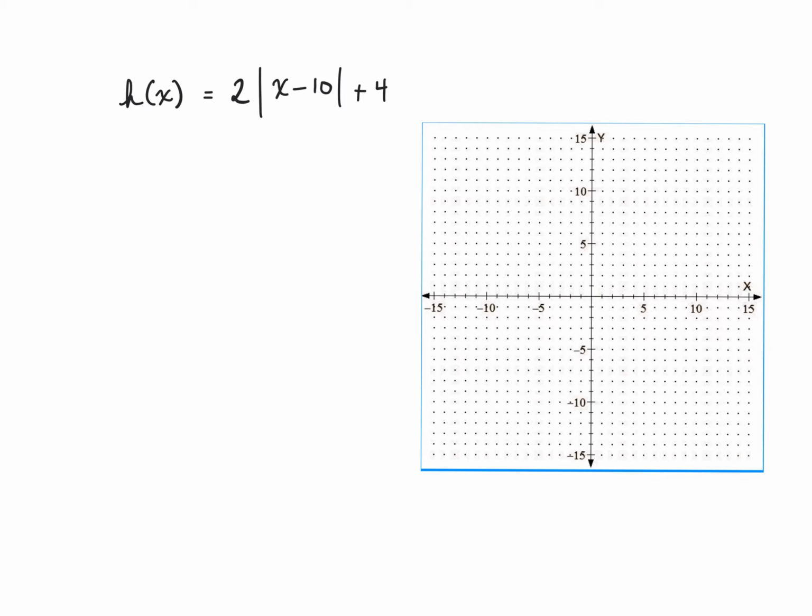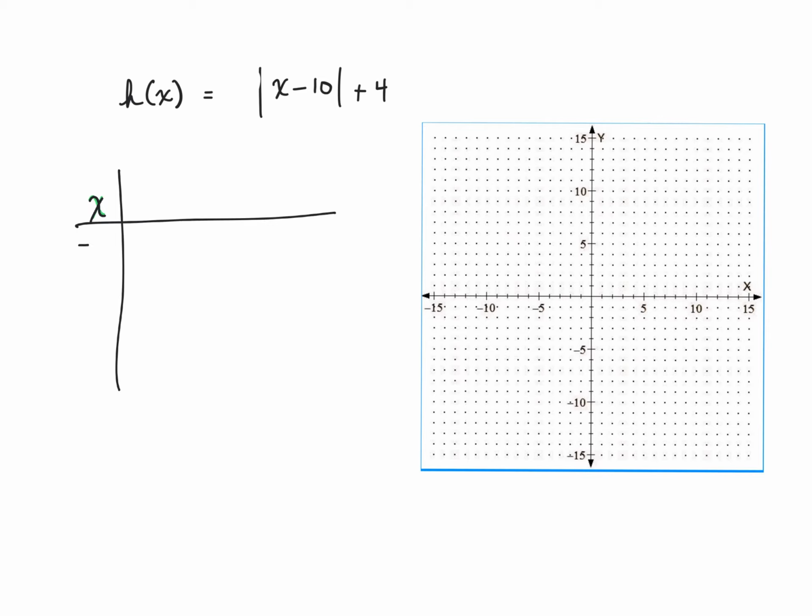But for this one, I'm actually going to get rid of the 2 so that you can see it a little bit better. So we're going to start off with the absolute value of x minus 10 plus 4. If I were to take a look at this function and compare f of x to h of x, I'm going to have some values of x and plug them into my table. So I'm going to make a table again. So here goes my table.